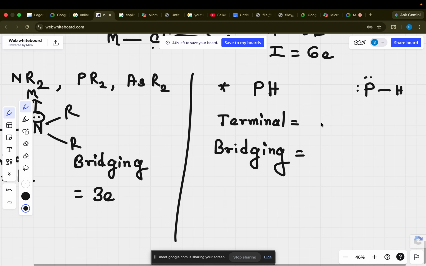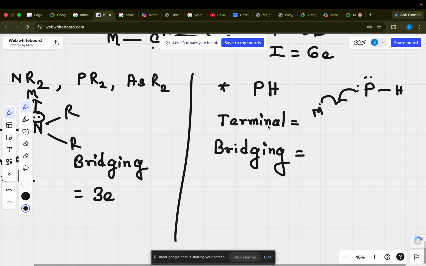Now if it wants to form a terminal ligand, out of these 2 electrons it will donate only 1 electron to the metal center. If it is donating a lone pair, that is not terminal. Keep in mind, terminal means covalent bond formation. So how will the covalent bond form? It will always donate 1 electron, not 2 electrons. If you are donating 2 electrons, that means it's a coordinate bond, not a covalent bond.